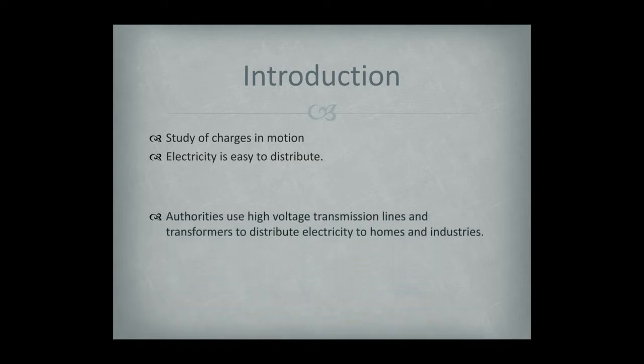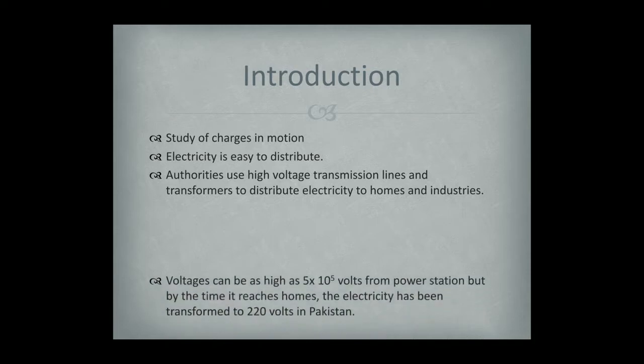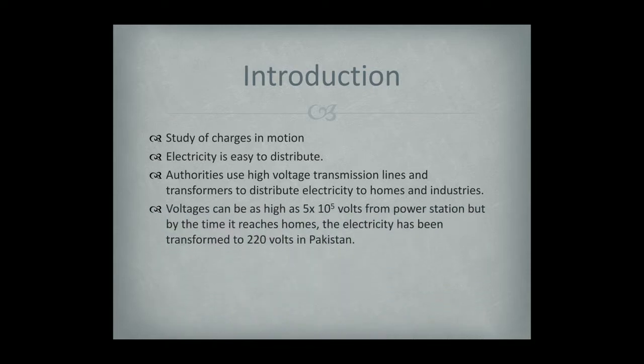Electricity is easy to distribute. Authorities use high voltage transmission lines and transformers to distribute electricity to homes and industries. Voltages can be as high as 5 into 10 raised to the power 5 volts from the power station, but by the time it reaches homes, the electricity has been transformed to only 220 volts in Pakistan. It is economical to generate electric power at a steady rate.